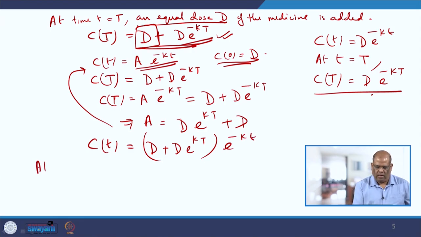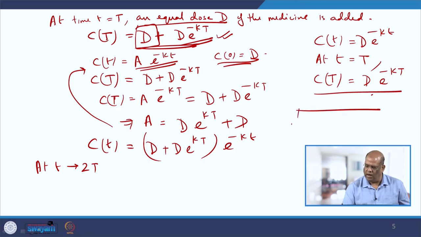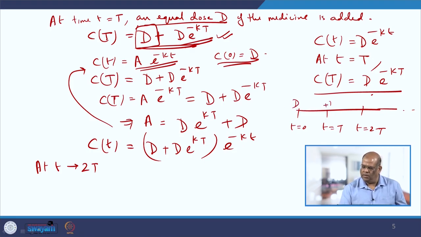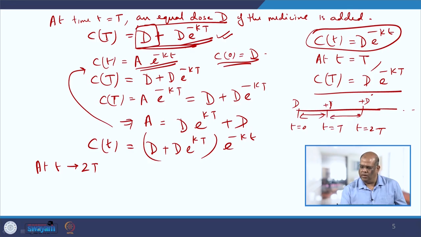Now as your t goes to 2T, then what will happen here, this concentration? So you have this interval, first it is at time t equal to 0, then at time t equal to T, now time t equal to 2T, and so on. So at time t equal to 0, you saw that you start with some D, and here also another plus D is pushed, here also plus D is pushed. Now from here to here, the behavior follows this particular law. But then again, from here to here, since another plus D has been added, now it follows this.